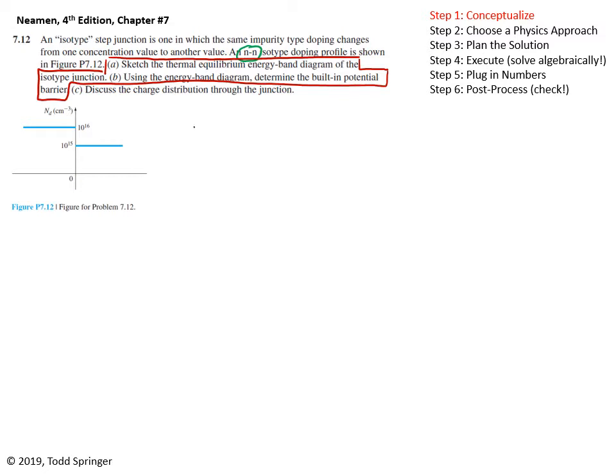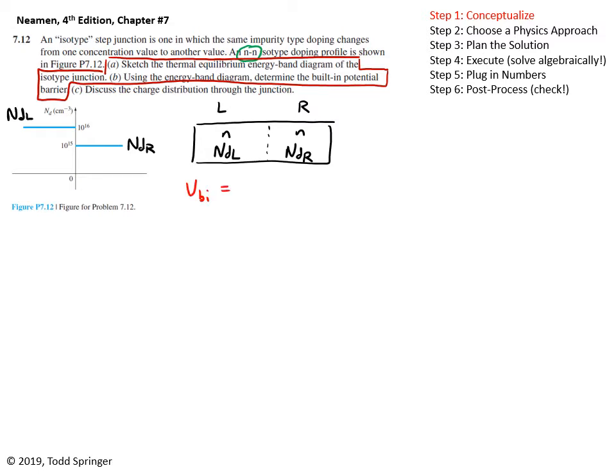So just to be clear what we're talking about, we have a junction between two materials. I'm calling this side the left side and this side the right side. They're both N-type, so this is N and this is N. And this has a doping, I'm going to call it ND left, and this has a doping NDR for right. And those are the same as on this diagram. This will be ND left, and this will be ND right. Basically our goal all the way through part B is to find the built-in potential VBI.